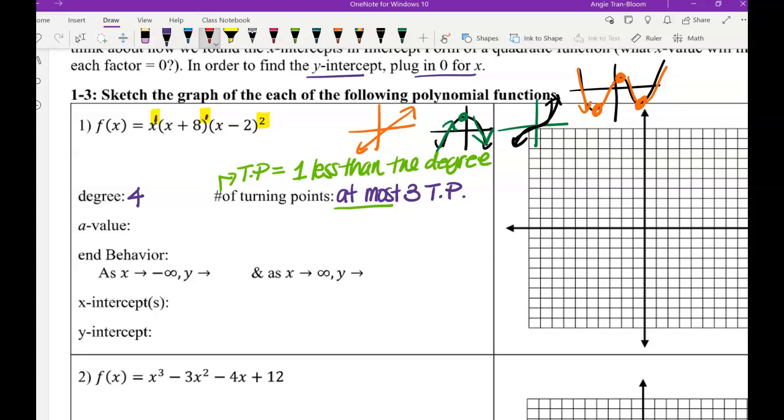Our a value is going to be 1 because we don't see a number in the front. That means it's always 1. Now the end behavior is the newest piece here. Since your degree is even and your a is positive, we know all even degrees are going to look like a quadratic equation. So as x goes to the left, negative infinity, what is y? Y went up, so this is going to be up. Similarly, as x goes to the right towards infinity, look at this arrow. It went up, right? So that's also up. So for this one, the end behavior, the y values are always going up, no matter what is happening to x.